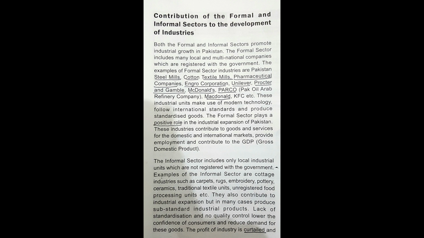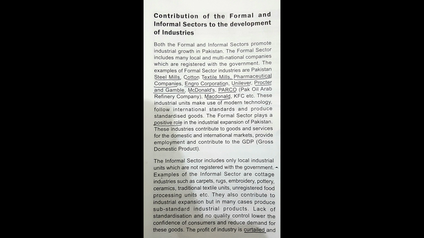They are producing goods independently. There is self-employment. They are contributing a lot, no doubt about it, but on a domestic level. So locally people are manufacturing carpets, rugs, pottery, embroidery, and traditional textile units. They also contribute to industrial expansion, but in many cases produce substandard industrial products.